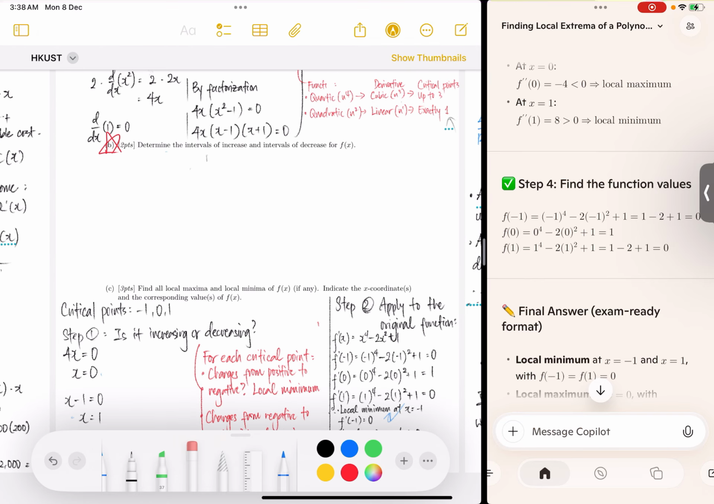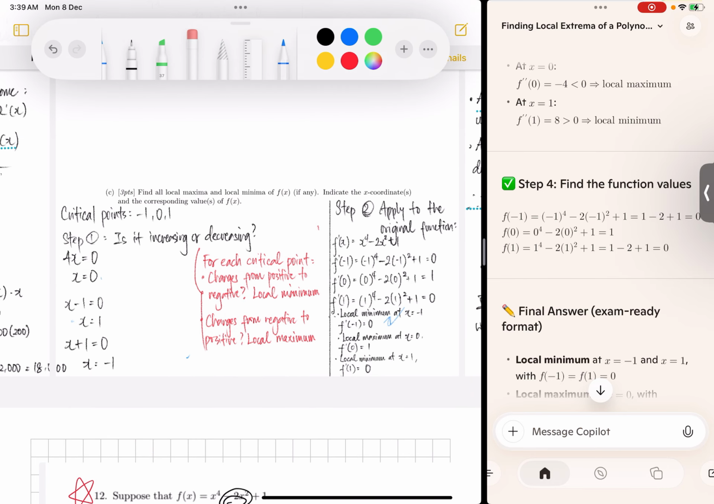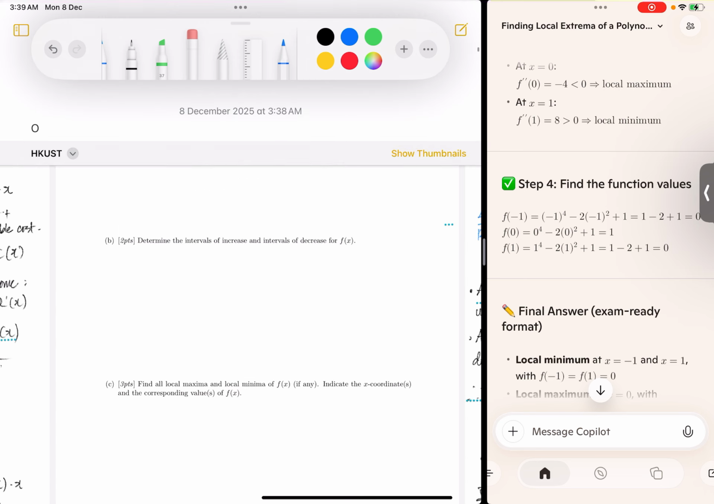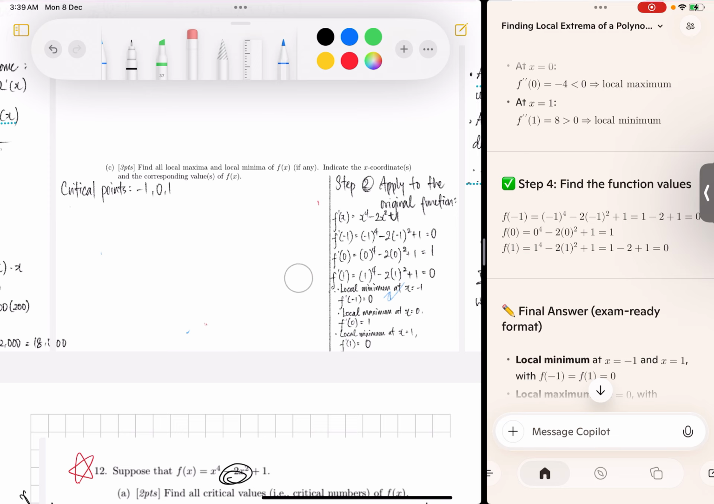So I told you that for each critical point, positive to negative becomes local minimum, local maximum. Okay, and good concept, Copilot, but it can just be very simple. Okay, let me erase that. It can just literally be this. Just apply it to the original function. Okay, here you go. That's it. You just apply it to the original function.